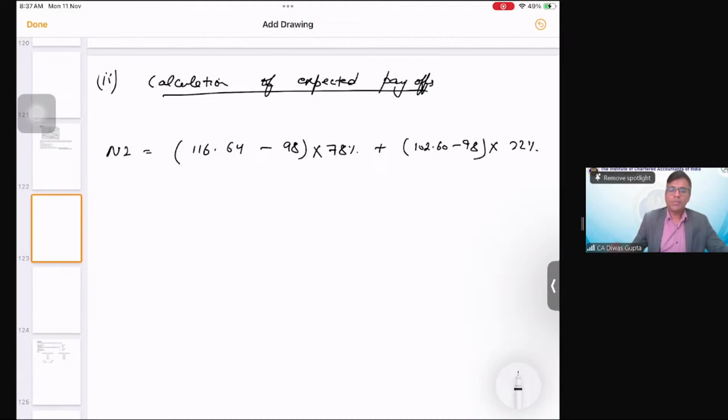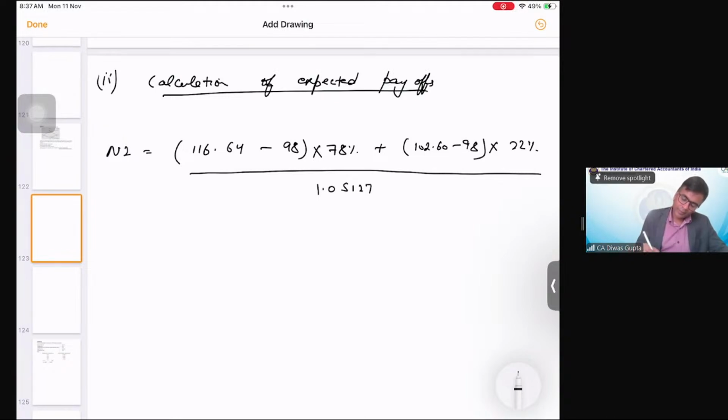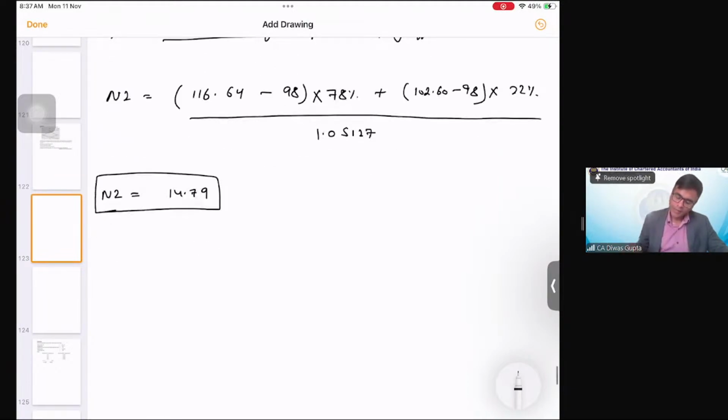So at this node, both the prices will have payout. We are talking about N2 specifically, right? N2 is broken down into two things, 116.64 and 102.6. This whole is divided by the present value factor. So the value at N2 becomes 14.79. Clear, students? Then similarly for N3.